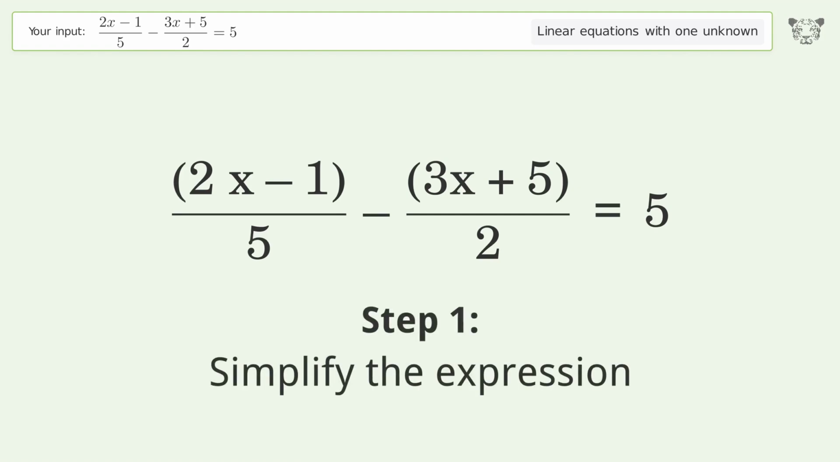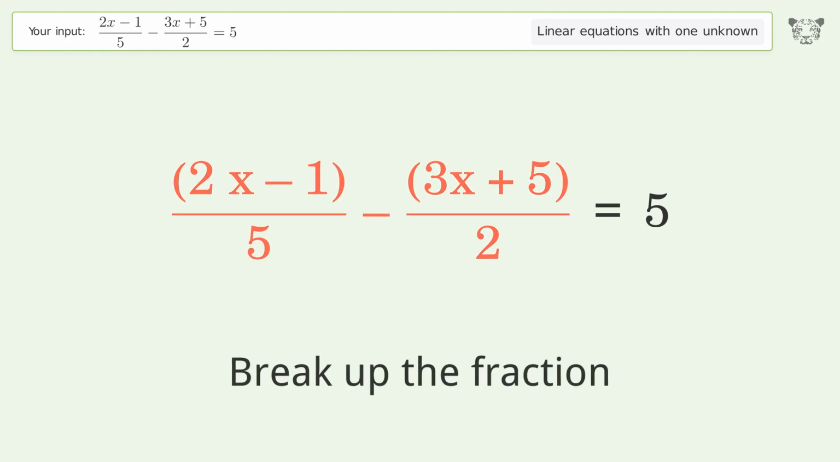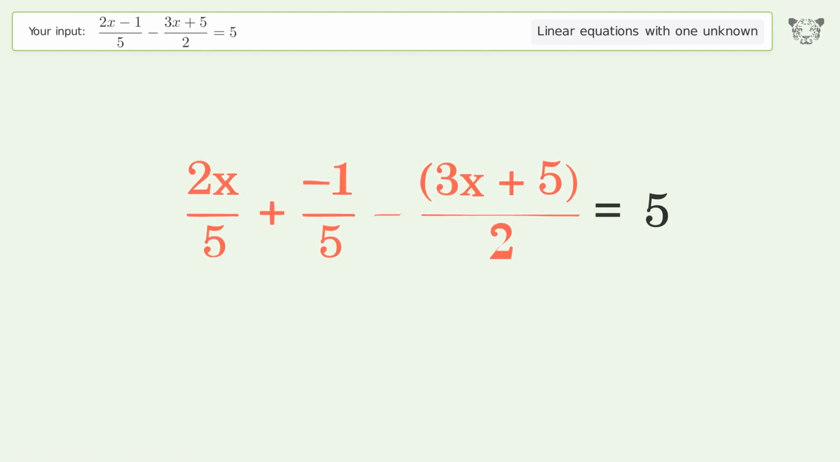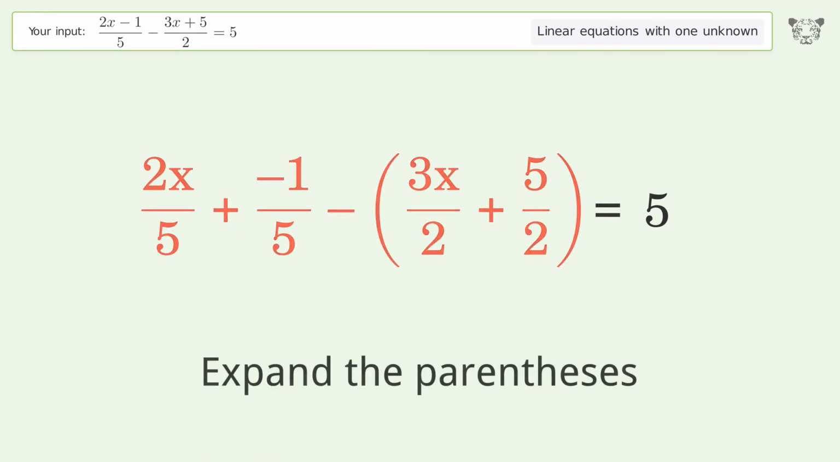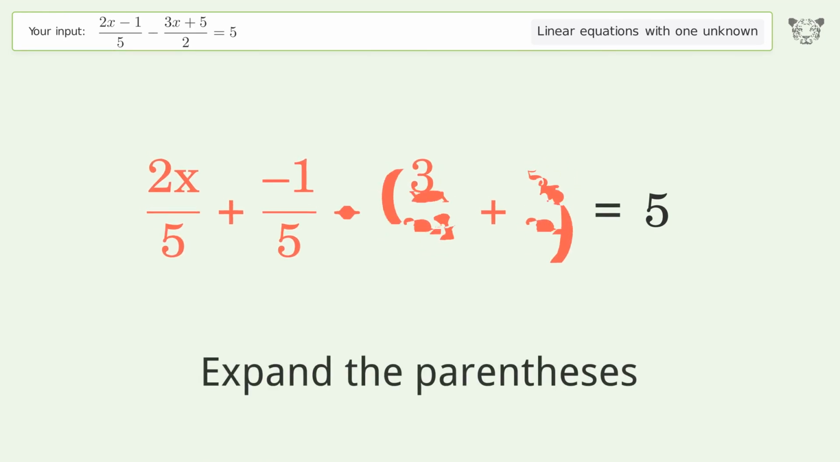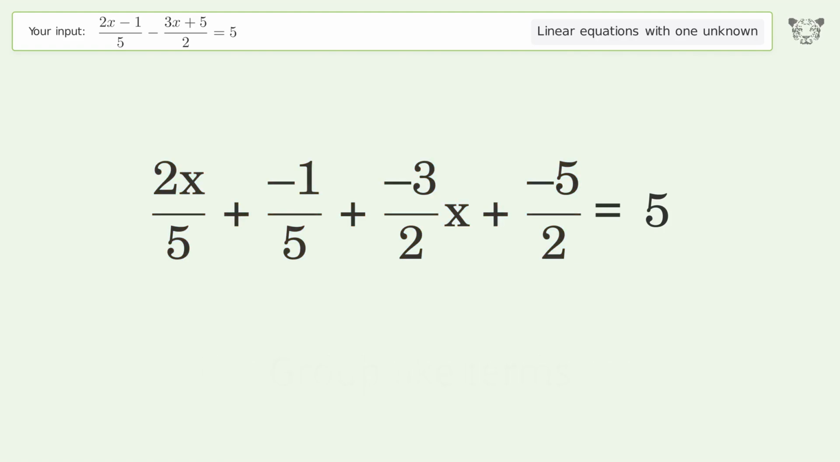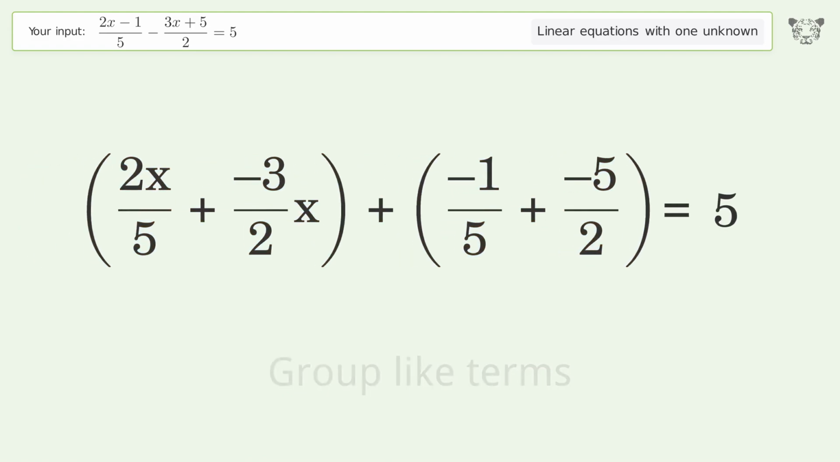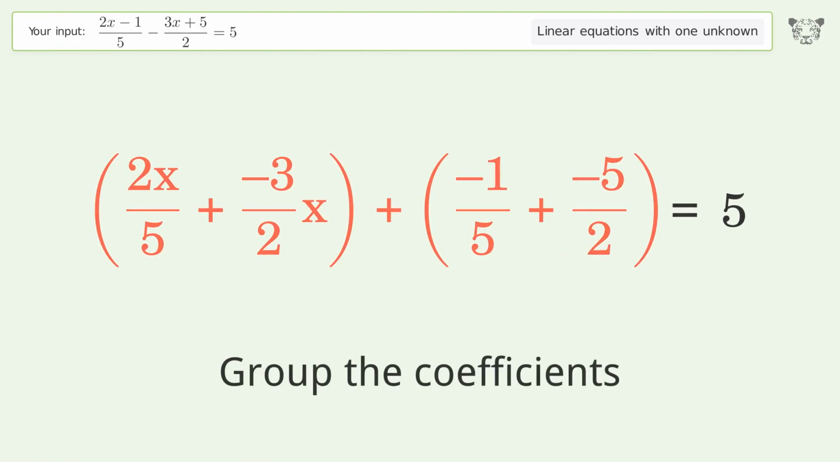Simplify the expression. Break up the fraction. Expand the parentheses. Group like terms. Group the coefficients.